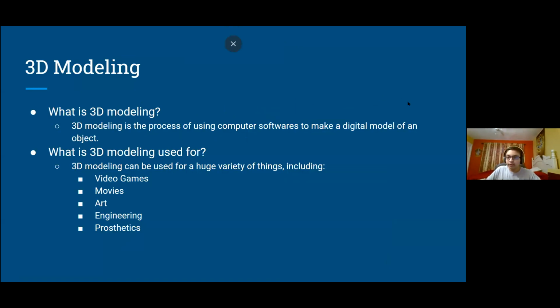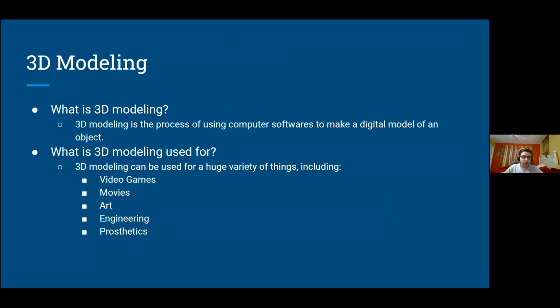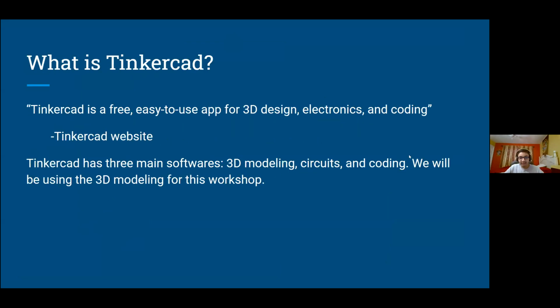So first, what is 3D modeling, right? So 3D modeling is the process of using computer software to make a digital model of an object, and it's used for all kinds of things. It's used for things like video games, movies, art, and engineering. And people have specifically used it to make prosthetics before. So it's a cool new technology that's coming up. So we'll be using Tinkercad, and it's a really easy 3D design software, and it's completely online.